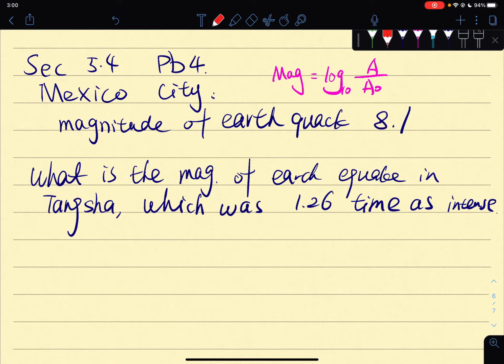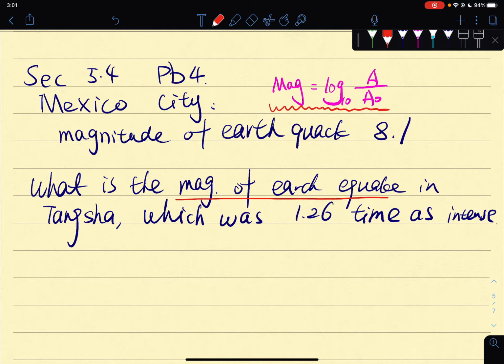So we're going to talk about example problem number 4 from section 5.4. The question is to find the magnitude of the earthquake that happened in Tangshan. According to the formulation we discussed in class, the magnitude of an earthquake is defined as log base 10 of A divided by A0.